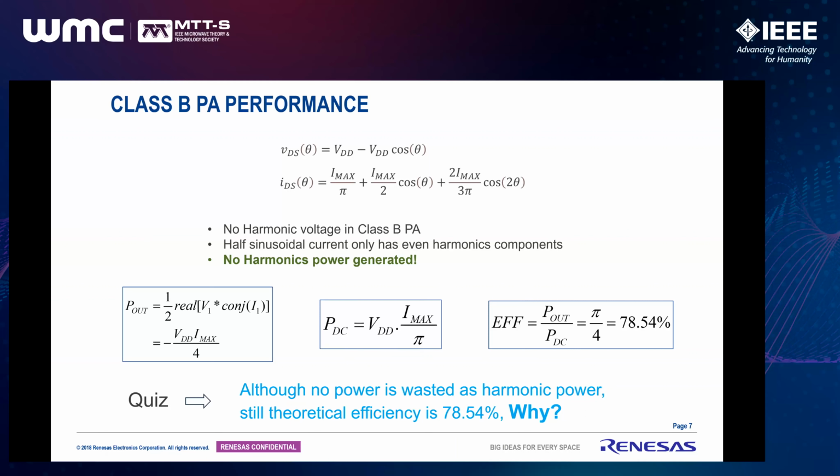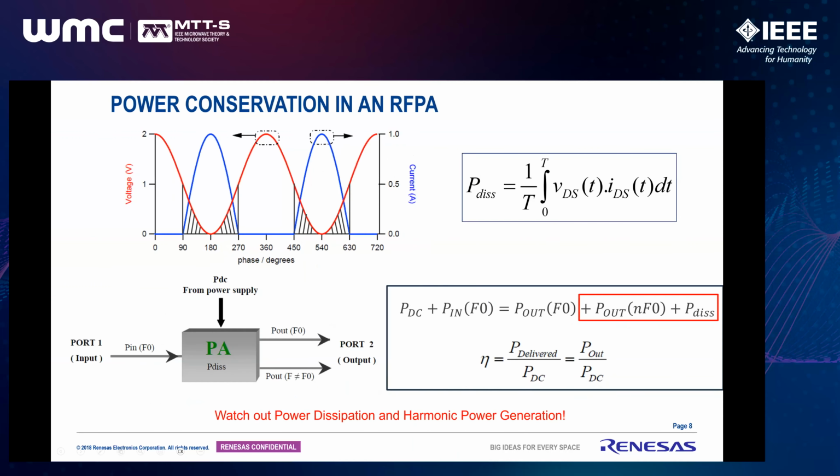So now the point is, no harmonic power has been generated. Why is efficiency still 78.5%? Why is it not 100%? Because no power is being wasted for harmonics. What is really happening? Well, if you see, for class B waveforms, there is some overlapping between the voltage and current waveforms. Since they are overlapping, definitely there is going to be some power dissipated across the device.